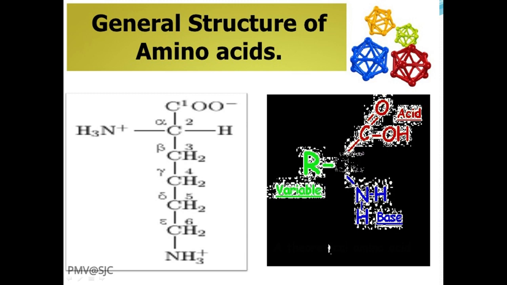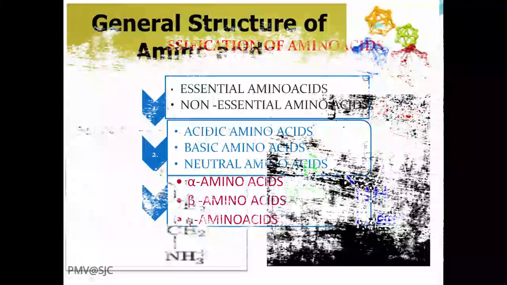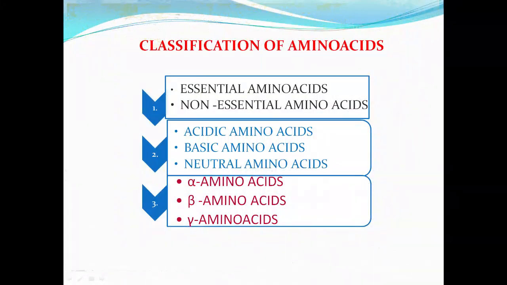Depending upon the carbon in the side chain to which the amino group is attached, you can call it beta, gamma, or delta amino acid. So, you can find that amino acids are compounds having a carboxylic end at one side and an amino group at the other. Let us see the classification of amino acids.